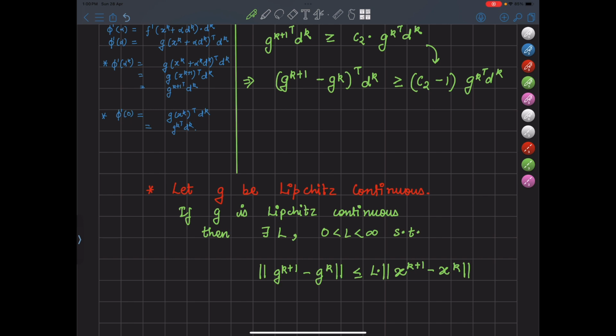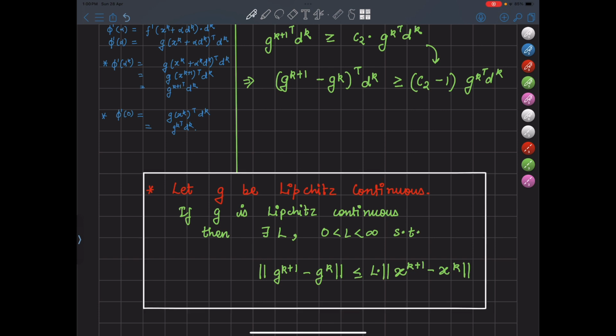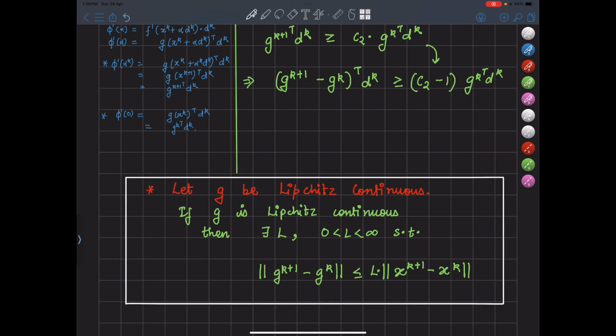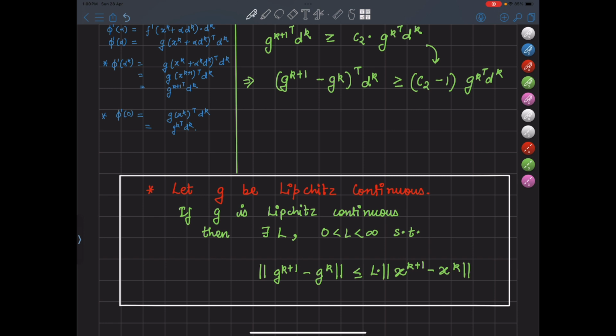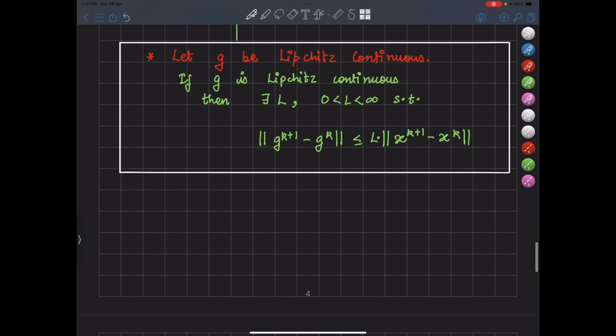Okay, so this is the definition of Lipschitz continuity. It's a very powerful assumption, but for most of the functions that we go through, the gradients are Lipschitz continuous.